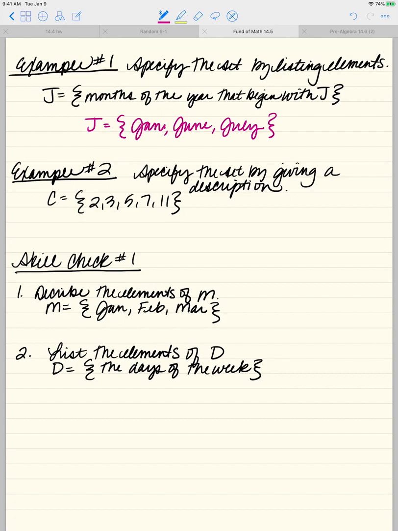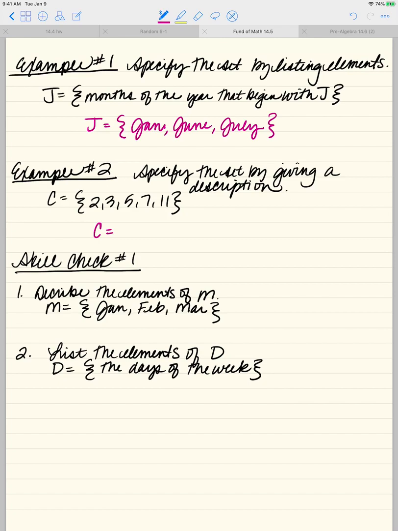There's the months of the year that begin with J listed. Okay, example number 2 says specify the set by giving a description. So in set C, we're given the numbers 2, 3, 5, 7, and 11. And we need to say, what are all these numbers elements of? What do they have in common that we could group them together as a set? Now, could you just say numbers? Well, sure, but that's not specific enough. What do these 5 numbers have particularly in common? Well, they are the first 5 prime numbers.